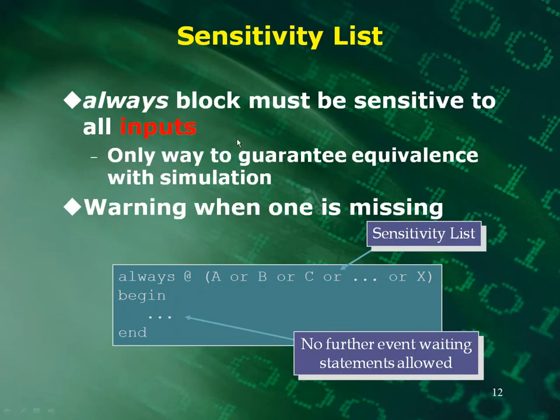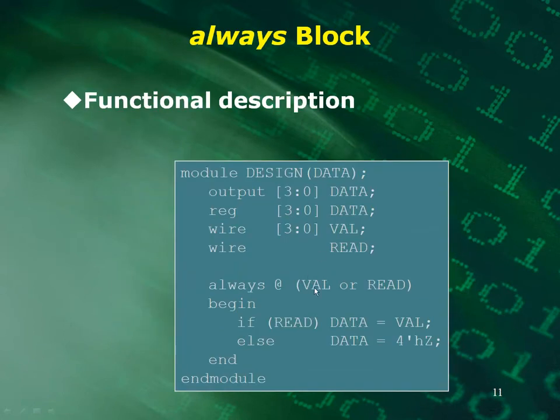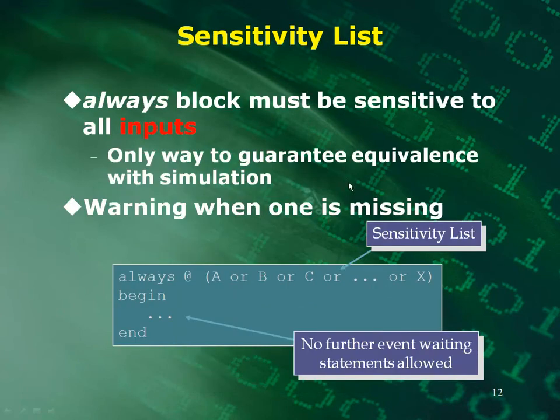So the always block must be sensitive to all the inputs. That's the only way that you can guarantee equivalence with a simulation. So let's go back. In this case, our sensitivity list here is val or read. Those are the two things that we use inside of here. And you will get a warning if one of them's missing. I don't think I've ever seen it not give you a warning. At least you get a warning.